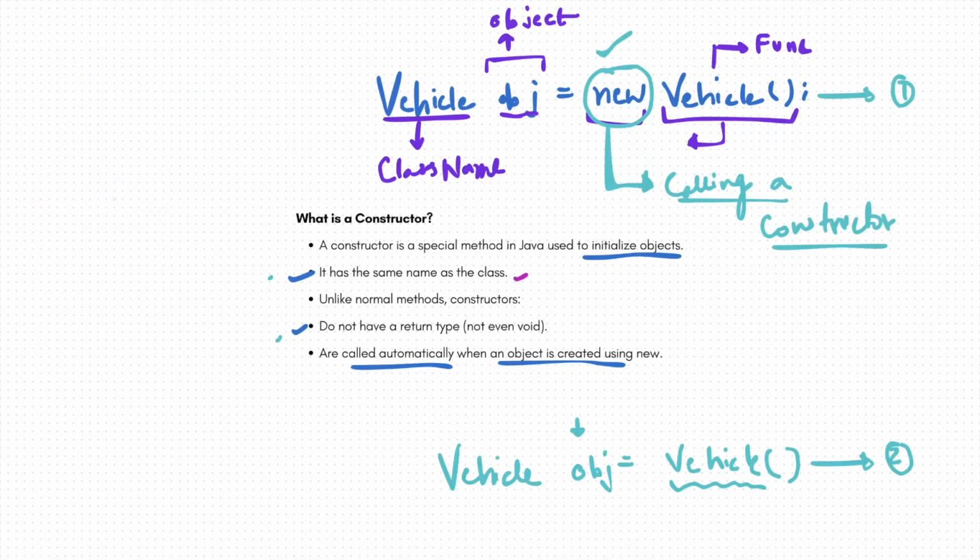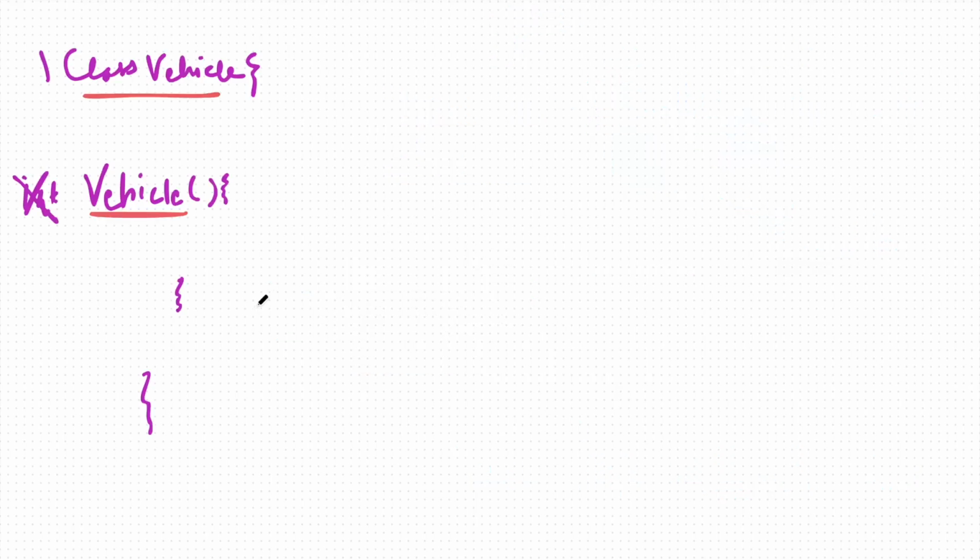Okay, cool. Now let's dig a little bit deeper and try to understand why it does not have a return type. To understand that, let's just call this constructor. You must have understood by now how to call a constructor. To call a constructor, you need to have a Vehicle obj, the object, which is equal to the new keyword, new, and then Vehicle. Okay, now this is how you call a constructor.